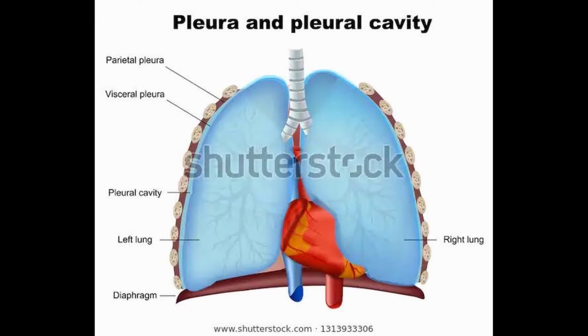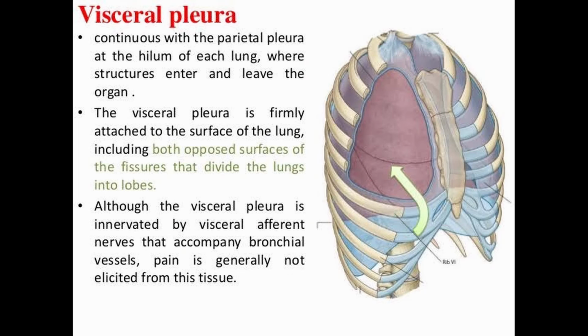Firstly, we discuss the visceral pleura, which is shown in the diagram. It is continuous with the parietal pleura at the hilum of each lung, where structures enter and leave the organ. The visceral pleura is firmly attached to the surfaces of the lung, including both opposed surfaces of the fissures that divide the lung into lobes. It is attached firmly to the surfaces.